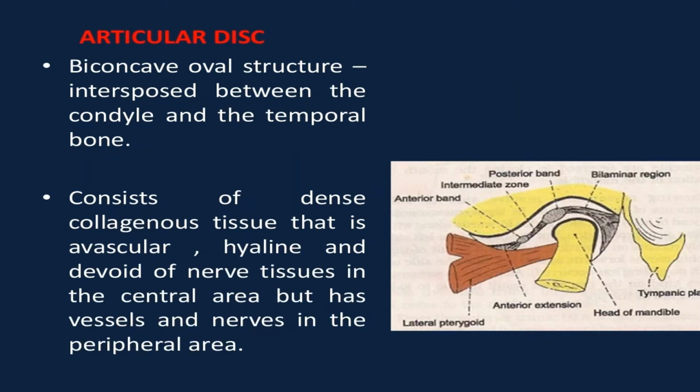Articular disc. A biconcave oval structure, interposed between the condyle and the temporal bone. It consists of dense collagenous tissue that is avascular, hyaline, and devoid of nerve tissue in the central area, but has vessels and nerves in the peripheral area.